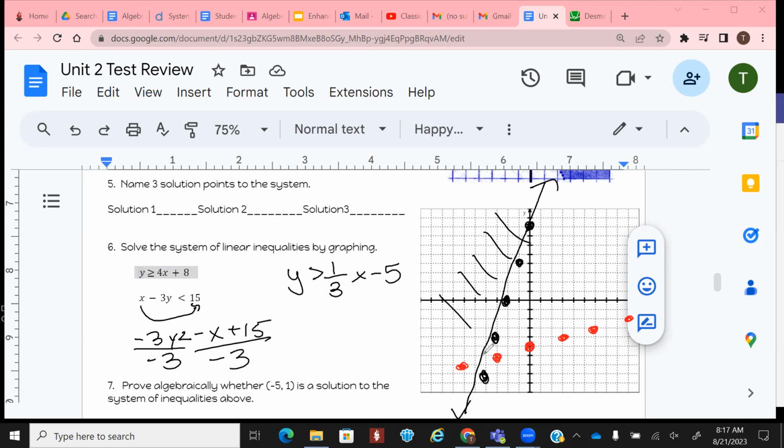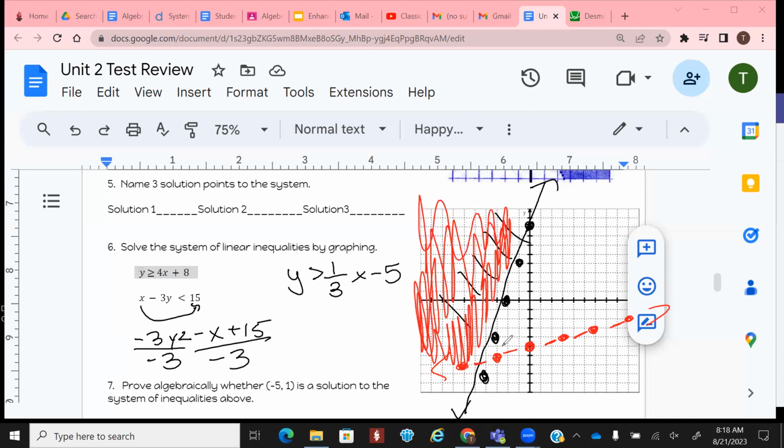Is this solid or dash? Dash, because there's no line underneath, right? And is this going to be above or below for shaded? Above. Now, here's the thing with the second shading: you want to make sure that you only really dark shade the parts where they cross over. So if I shade above this line, all this junk in here is going to be my true solution. So the dark shaded region is the solution.